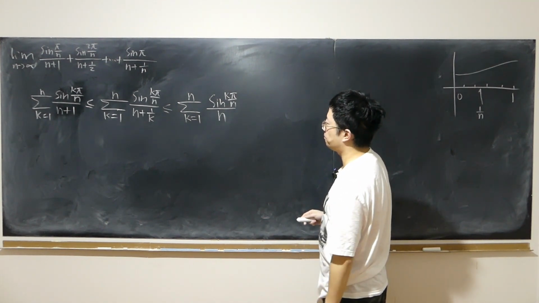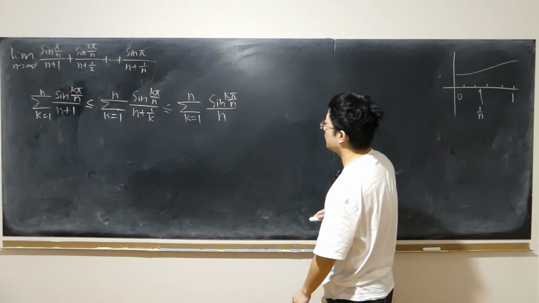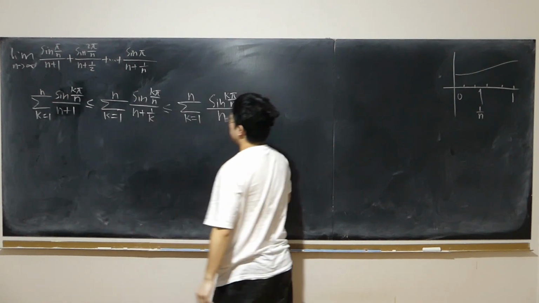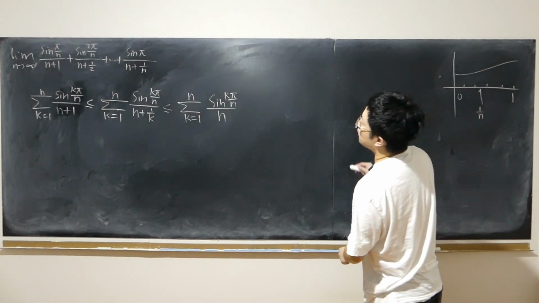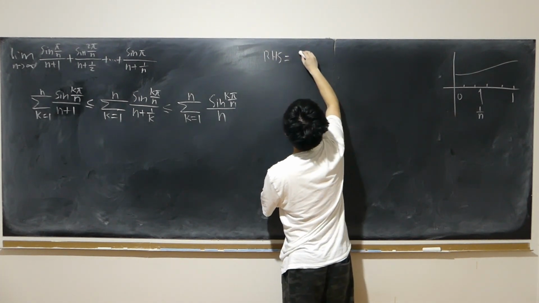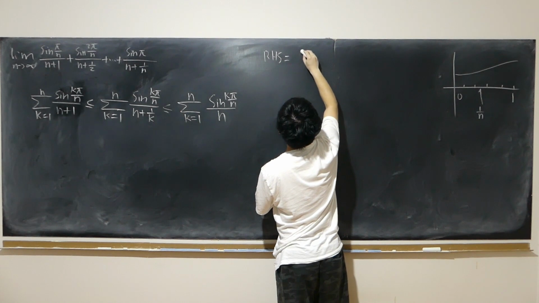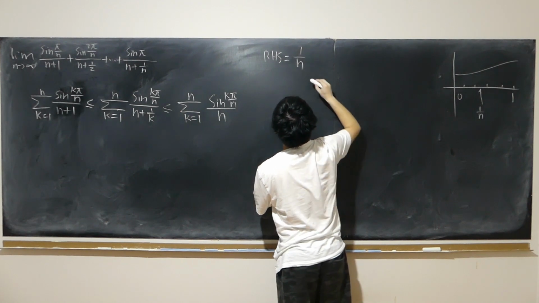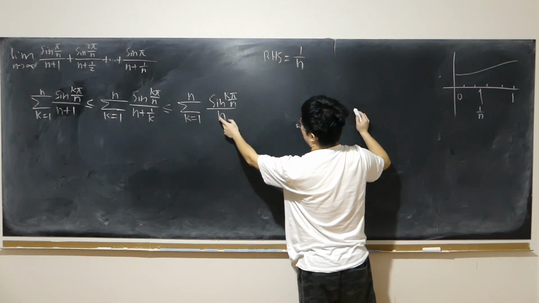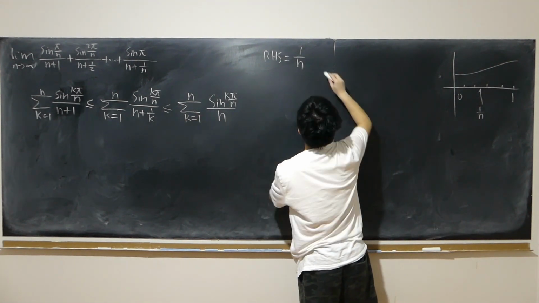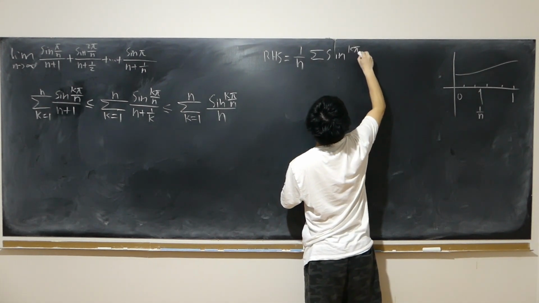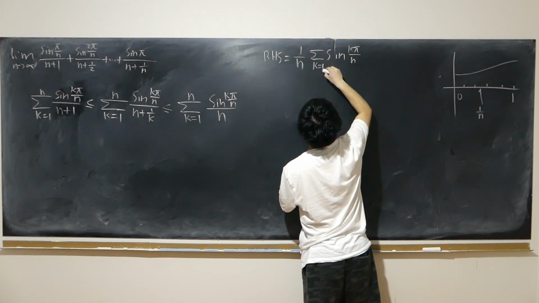So for example, the right-hand side; the left-hand side will be similar. On the right-hand side, multiply by 1 over n, and also multiply by n as well. In other words, factor out 1 over n outside, then sigma of sine k pi over n, k goes from 1 to n.